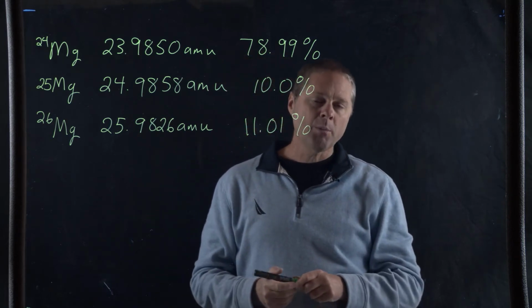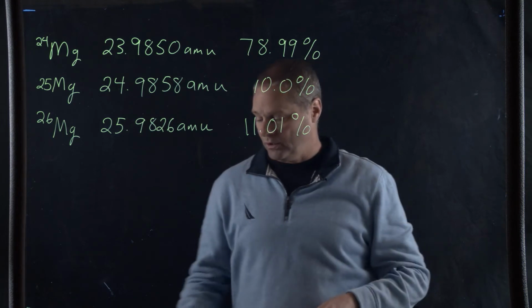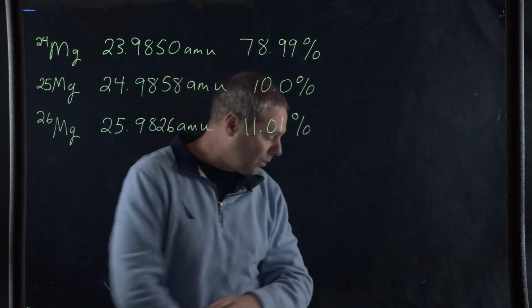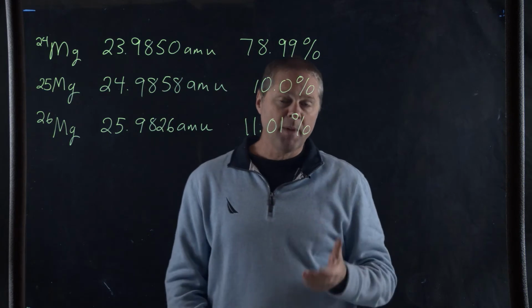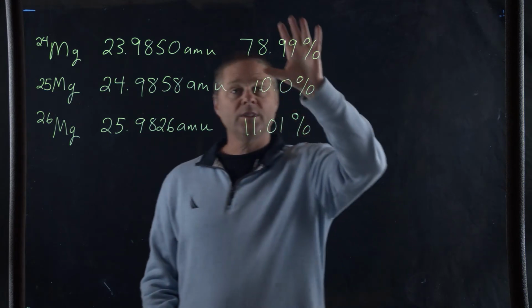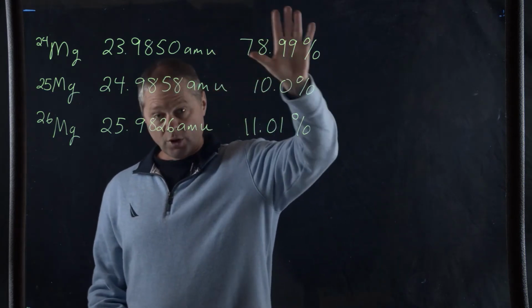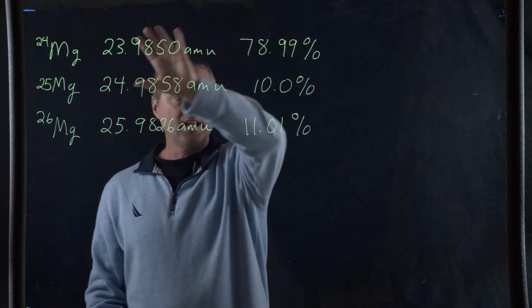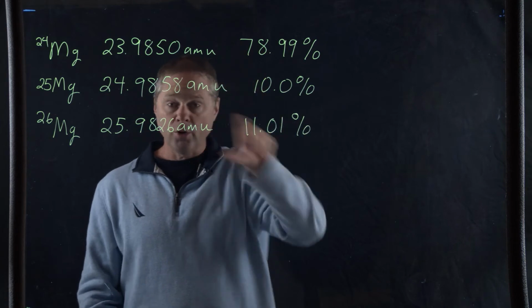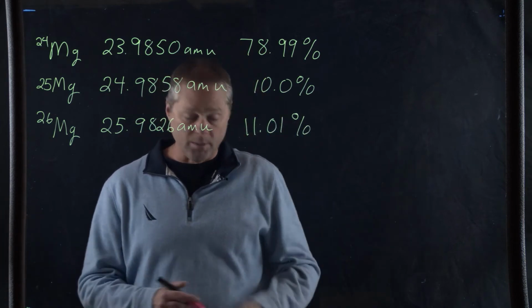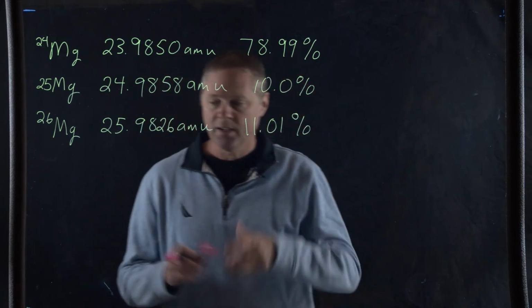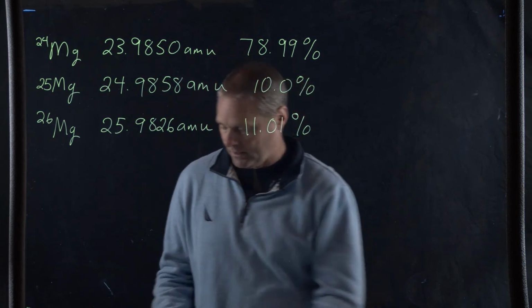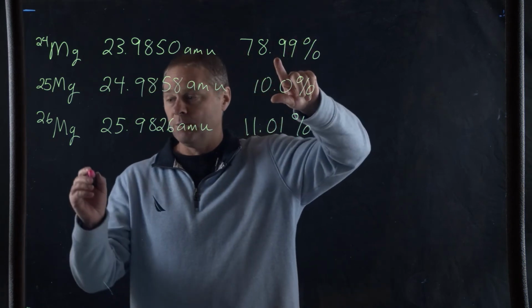Now, how do we come up with the weighted average? What we're going to do to determine the atomic mass for magnesium is take the percent, convert that into a decimal, multiply that by the mass, and take that number. We're going to do that to all three of these isotopes, and then sum them all up. All right? So in order to do that, convert this into a decimal.